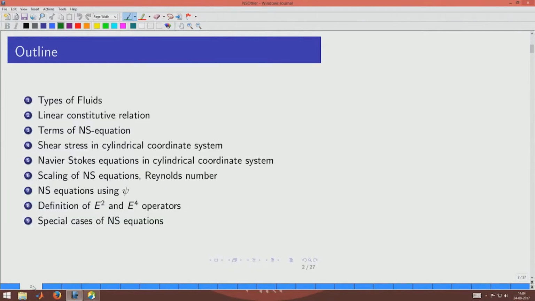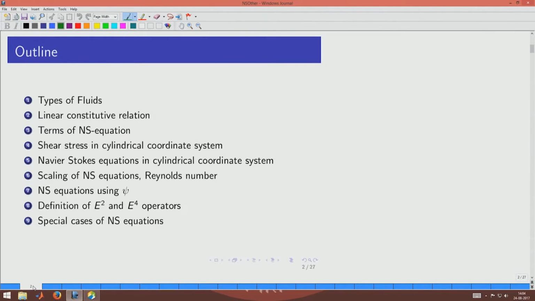So, this is the outline of the lecture in this session. We are going to look at the types of fluids based on the linear constitutive equation we started off with, and see how this can be violated in some of the fluids. And then we will see different terms of Navier Stokes equation and what those mean, so that for a given problem at hand, which terms can be dropped will be evident.